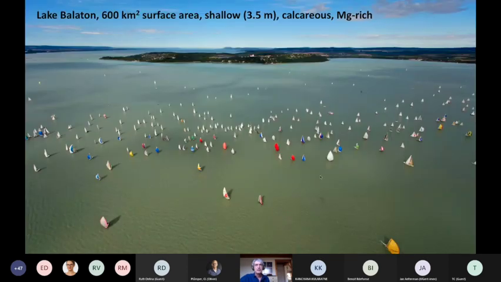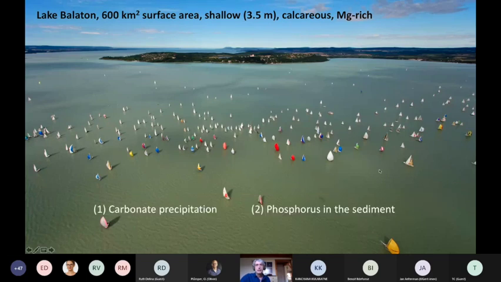So the first topic is carbonate precipitation in lake sediments. This is Lake Balaton, which is very close to us. And this is very important in Hungary because Hungary is a landlocked nation. This large lake is 70 kilometers long, and it's both culturally and economically very important. So we wanted to see how carbonates form in it, and phosphorus is certainly also an important issue.